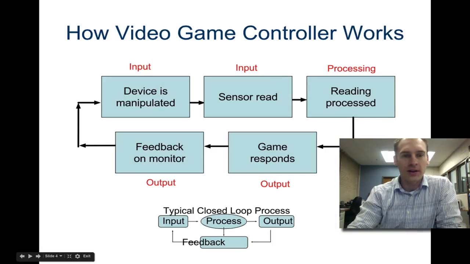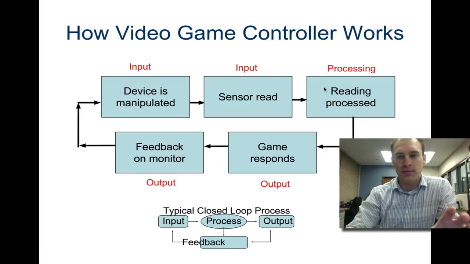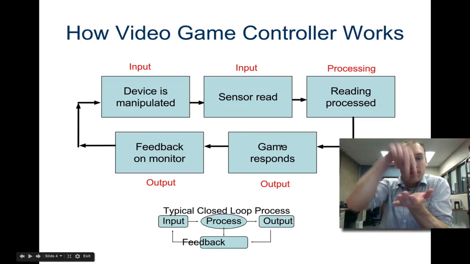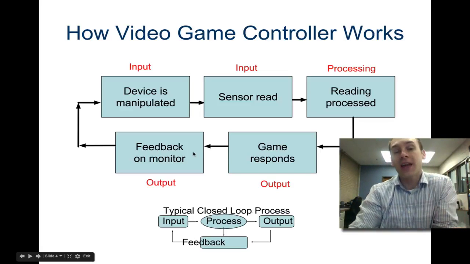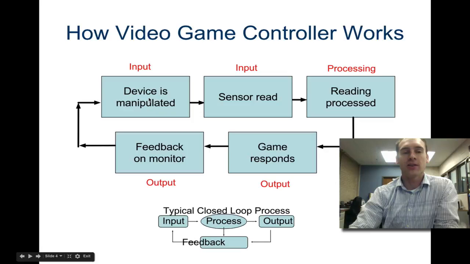So we'll give you another example of that here. The input is the device being manipulated. That is, you pushing the buttons. A sensor is read, and then that goes into the processor, into the computer, and the video game machine, and then the game responds. Your person jumps. And then you see that on the monitor, and then you died. So then you realize, oh, I need to not jump there. And so you change your input again.